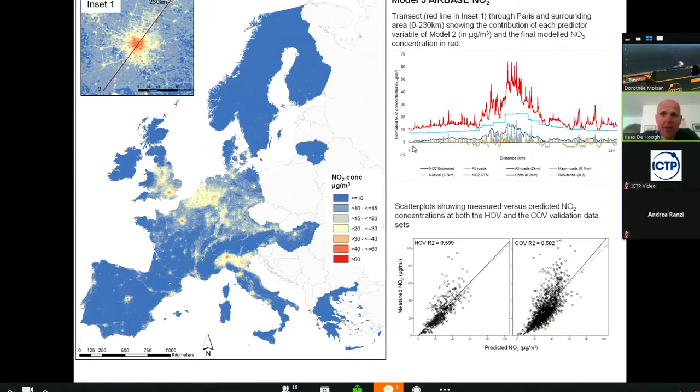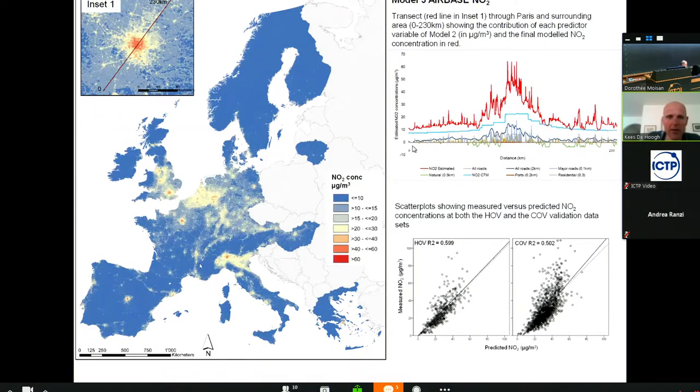So here we have a model, and we can apply that model, and this is the nice thing about it. This is the powerful thing of land use regression. We can apply a model to the whole of Europe. So we measured air pollution at many sites across Europe. We extracted the predictor variables. We developed this model, and then we applied it to every 100 meter square in Europe, arriving at this NO2 map.